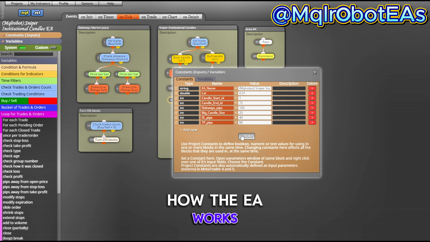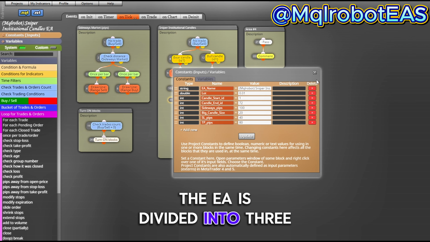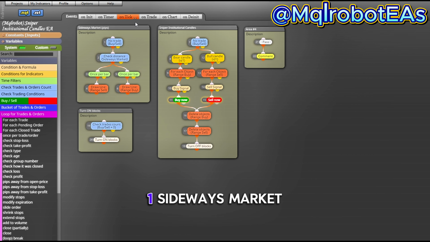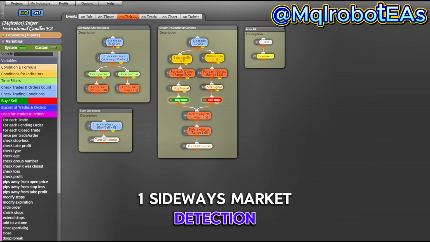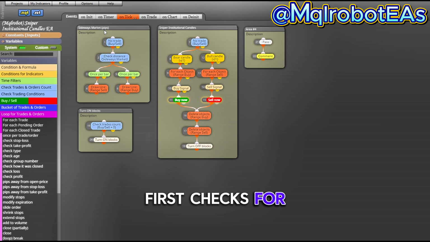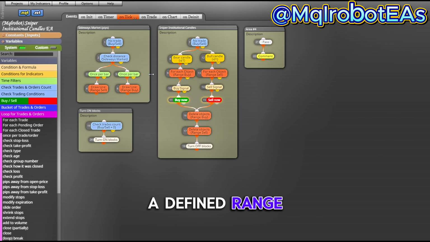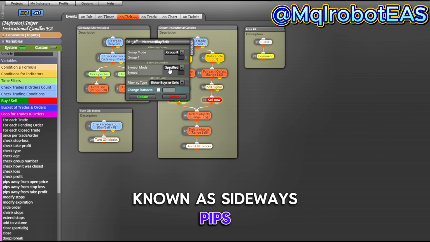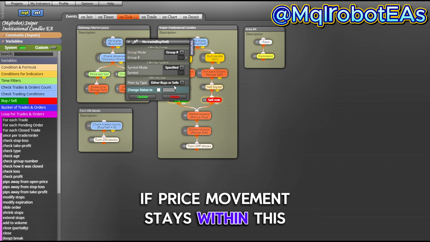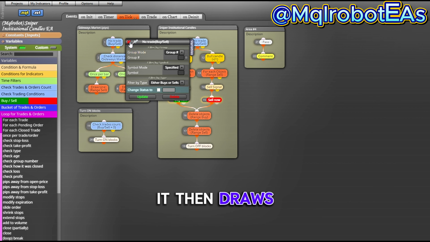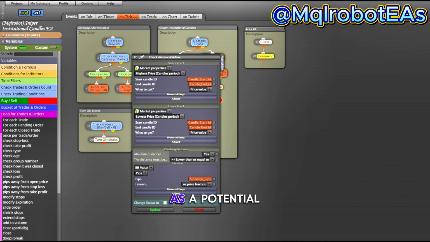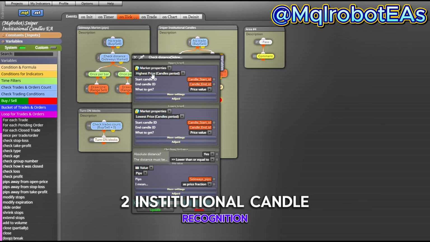How the EA works. The EA is divided into three main modules. 1. Sideways market detection. The EA first checks for price distance within a defined range, known as sideways pips. If price movement stays within this sideways zone, it then draws visual guidelines on the chart as a potential signal zone. 2. Institutional candle recognition.